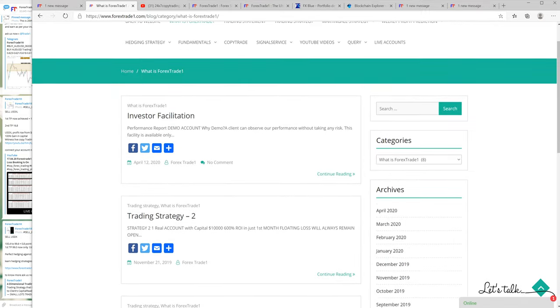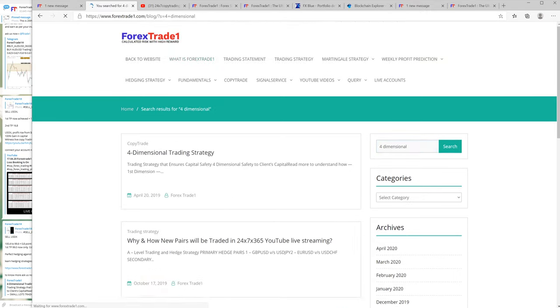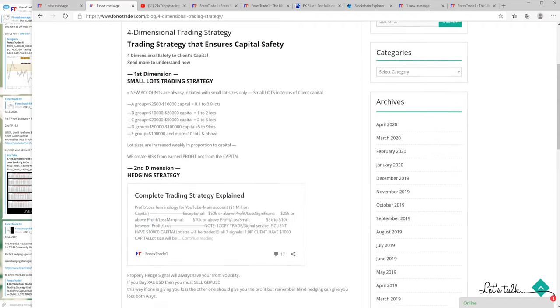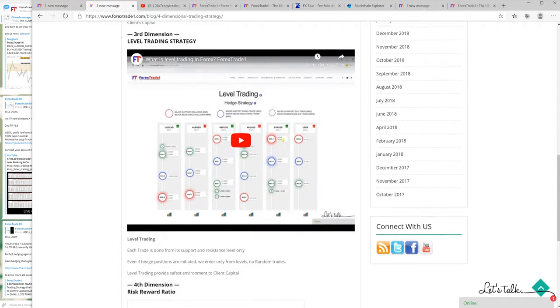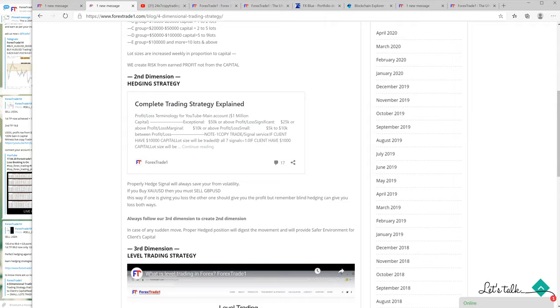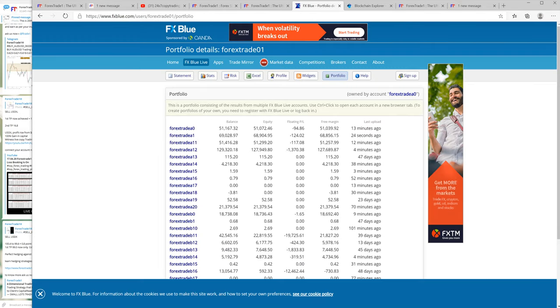All you need to know about ForexTrade1 is here. There is a four-dimensional strategy which you must know. Kindly go through this four-dimensional trading strategy. It will let you know why our signals or our account management do not go into losses, because we follow a strict rule. We stick to it and we trade, and that is why we do not make losses.